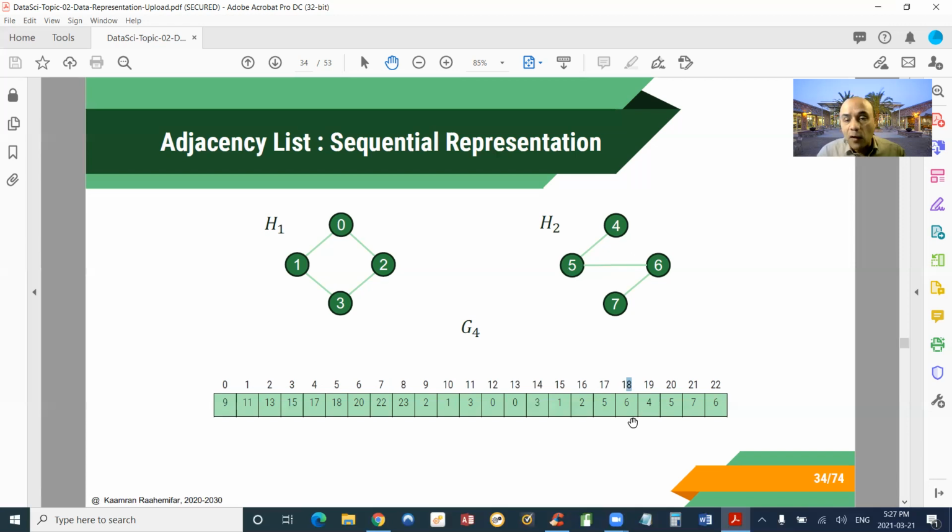And 6 is going to be referring to cell 20. So 6 is going to be 5 and 7. And 7 eventually is going to be 6, and it's going to be the last of them. It's going to be 22. And that's going to be connected to 6.